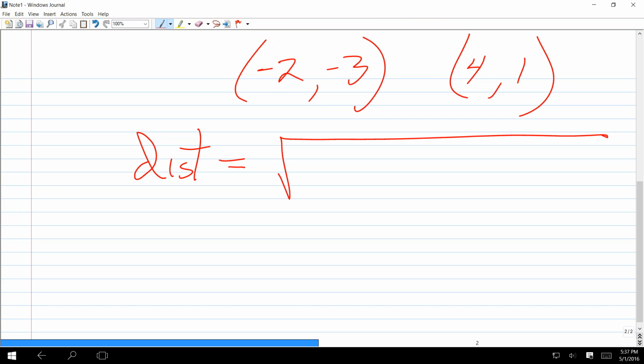What's the distance between the x-coordinates? So it's 6. And we don't care if it's -6 or 6, because we're going to square it anyway. So 36, plus the distance between the y-coordinates, 4 squared.